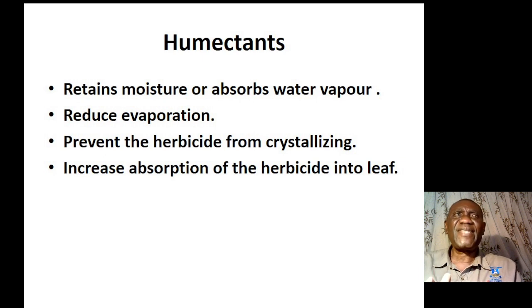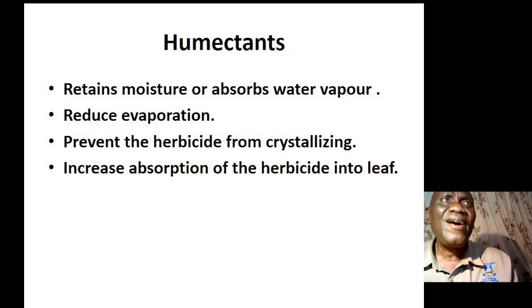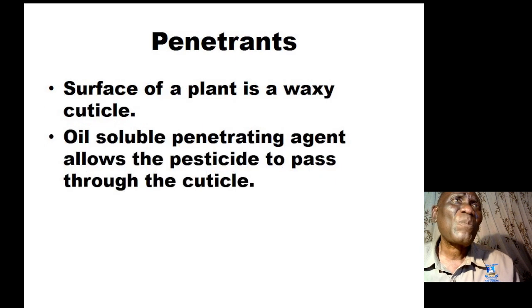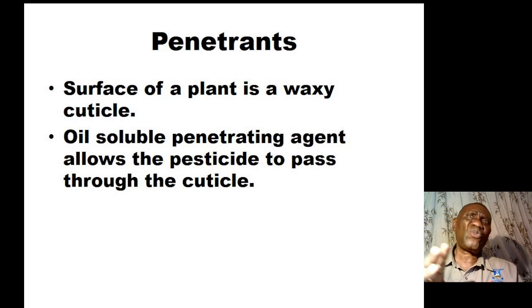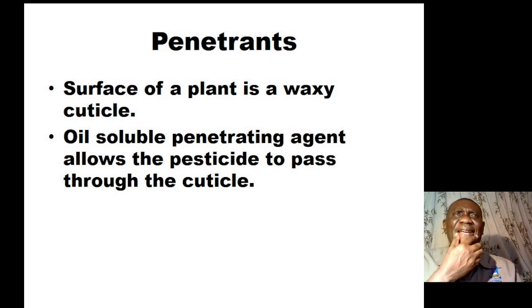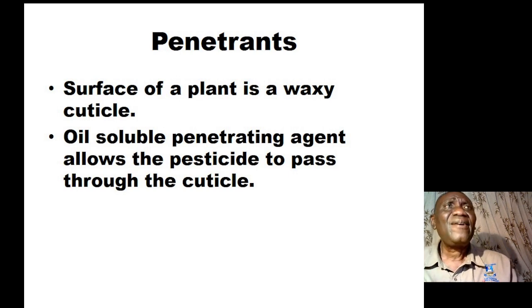Increase absorption of herbicide into the leaf. This is humectants. You also have penetrants. The surface of a plant is a waxy cuticle. I'm going to talk about this as well at a certain point. So an oil-soluble penetrating agent allows the pesticide to pass through the cuticle. So you need something which is going to break the cuticle to allow the entry of the pesticide.